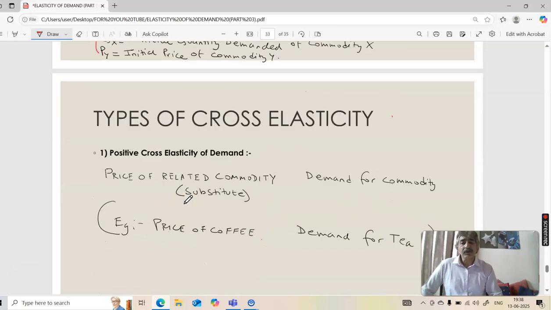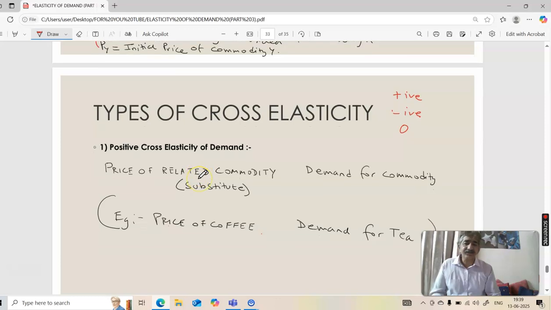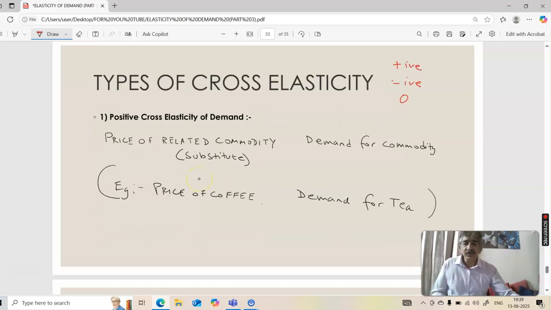Let's proceed further. Now types of cross elasticity, children. Here I'm marking. Cross elasticity can be positive, it can be negative, and it can be zero. Now positive cross elasticity is, pay attention, when the price of a related commodity rises or increases. Increase I'm denoting with an upward pointing arrow. Then what happens to the demand for the main commodity for which we are analyzing the cross elasticity? That also increases. This happens in the case of substitutes.